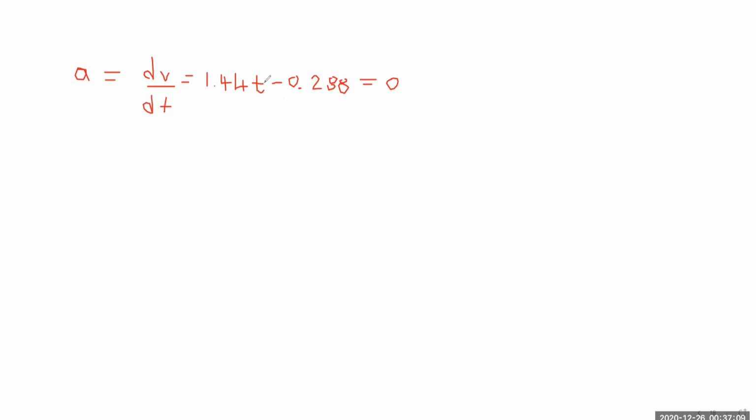So from this, solving this equation, we're solving 1.44 t minus 0.288 equals 0. Solving this, we're getting 1.44t is equal to 0.288, and then we divide both sides by 1.44 to get t is equal to 0.288 divided by 1.44. That's equal to 0.2.